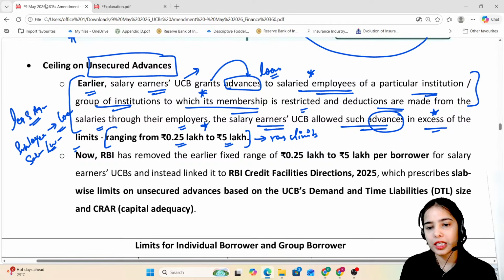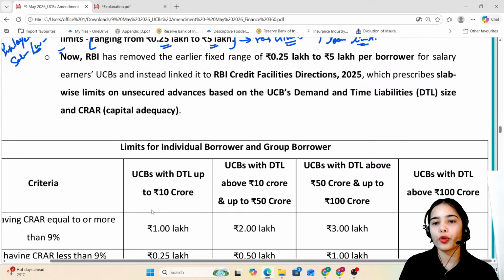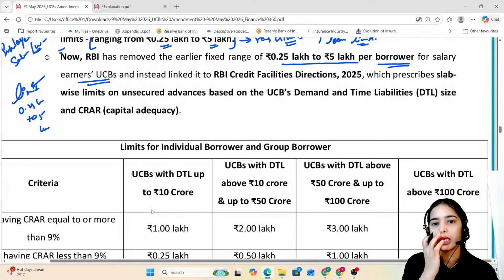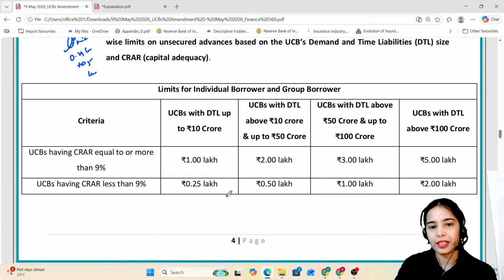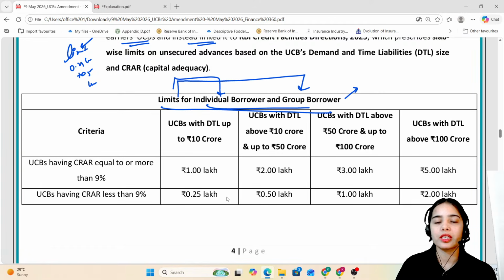The salary earner urban cooperative banks can give excess loans than the limits also. Okay, but now the RBI has removed the earlier fixed range of 0.25 lakh to 5 lakh per borrower for the salary earner UCBs. So this kind of limit of 0.25 lakh to 5 lakh has been removed for the loans, and instead new limits have been identified. Okay, so these are the limits for the individual borrower and limits for the group borrowers that are taking loans from the salary earner urban cooperative banks.